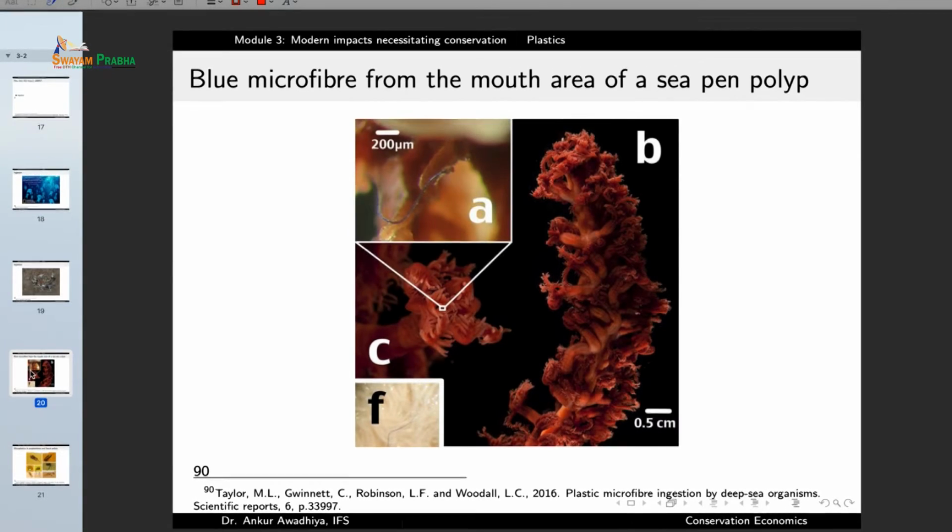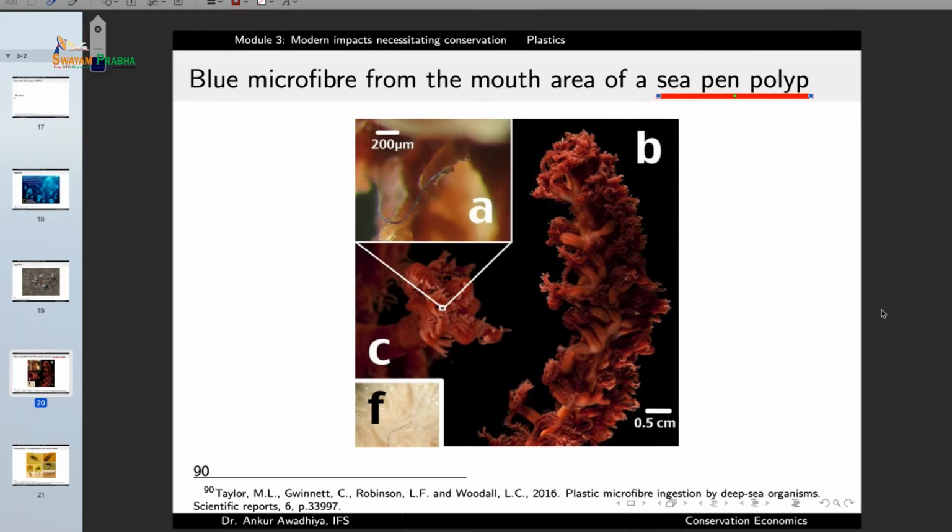So here is a blue colored microfiber. If you look at the size, this much is 200 microns. So this fiber would be like 500 micrometers, that is half of a millimeter. And the thickness is a few microns. And this sea pen polyp is a creature that lives in the oceans. And here we can find that in this creature as well, we are finding a plastic microfiber.